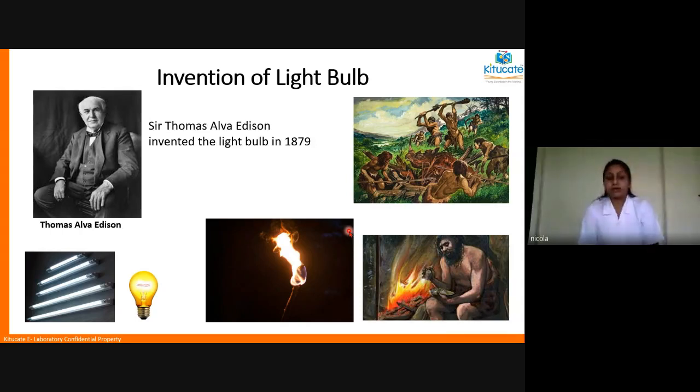And after that, the light bulb also played a very important role. The light bulb also worked on electricity. So that also played a very important role for us to do everything. Whatever we do nowadays, it's because of these inventions. We move on to the next slide.